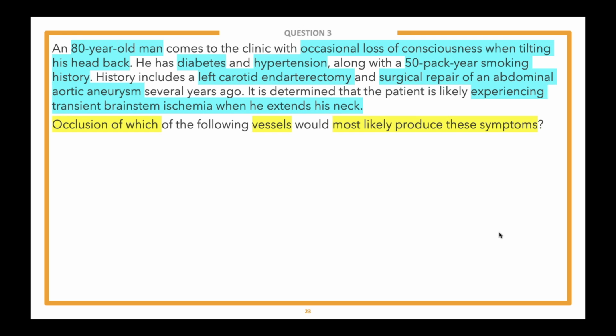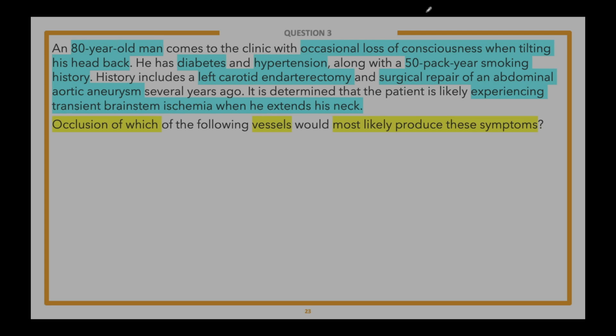So now when looking at the lead-in, it's asking occlusion of which vessel would produce these symptoms. Well, how many steps is this question? One, I think we need to figure out what's going on in this patient, what's the diagnosis, and then two, what vessel could be involved where occlusion would lead to that. So probably a two-step question here. One, what's the diagnosis? And two, which vessel is involved? So let's take a look at those answer choices.